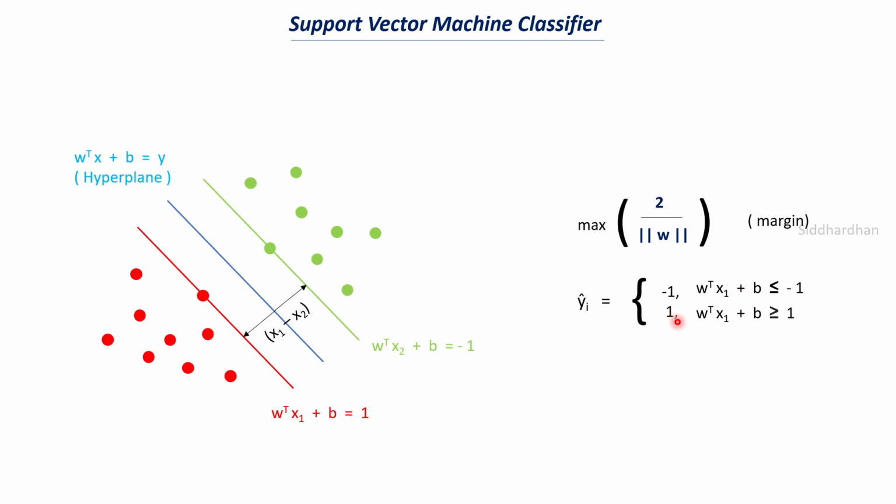So we are basically trying to classify the data points, and when you substitute the value of x, multiply it with the weight and add the bias, you will get some value, and this value can be anything. It's not like it should be either minus 1 or plus 1. It can be any value. If it is less than minus 1, we will take the label as minus 1. If it is greater than plus 1, then we will take the label as 1. So it is just like label encoding.